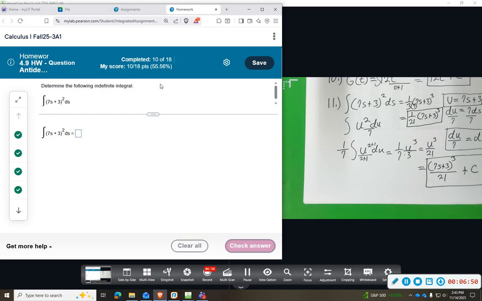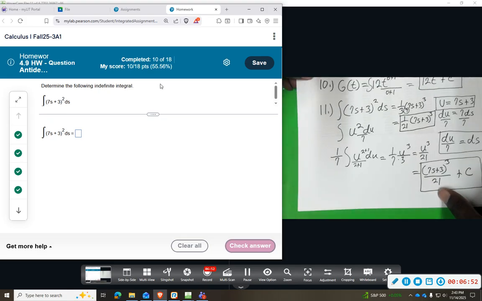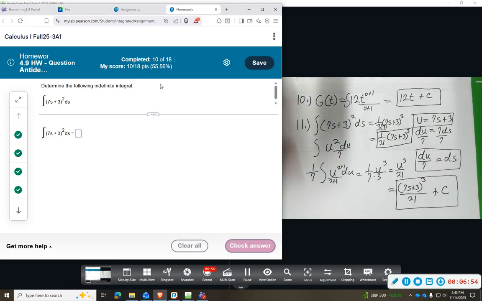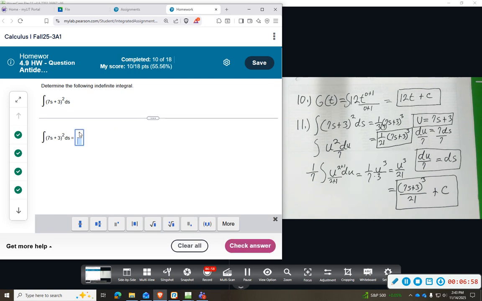But I'm sorry, a lot of this is running off the screen and I did not notice it. Our antiderivative, 1 divided by 21, and then we have 7s plus 3 raised to the third, plus c.